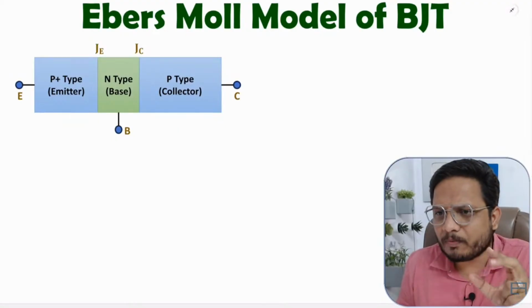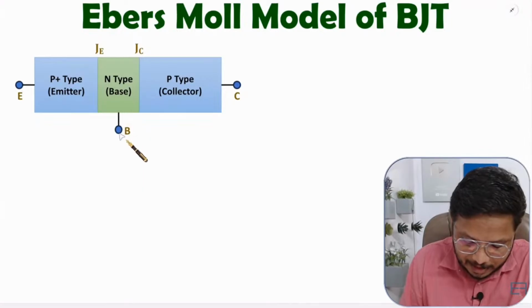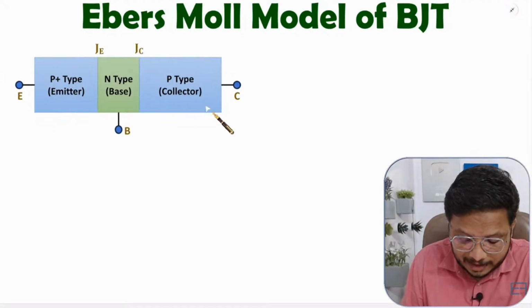In this video, I'm going to explain you Ebers-Moll model for BJT. And to understand Ebers-Moll model, I'll be considering PNP transistor. So you can observe we are having PNP transistor. This is emitter terminal, this is base terminal, and this is collector terminal. This is emitter base junction, that is JE, and this is base collector junction, that is JC. In terms of concentration, emitter is having highest concentration, and in terms of size, collector is having highest size.